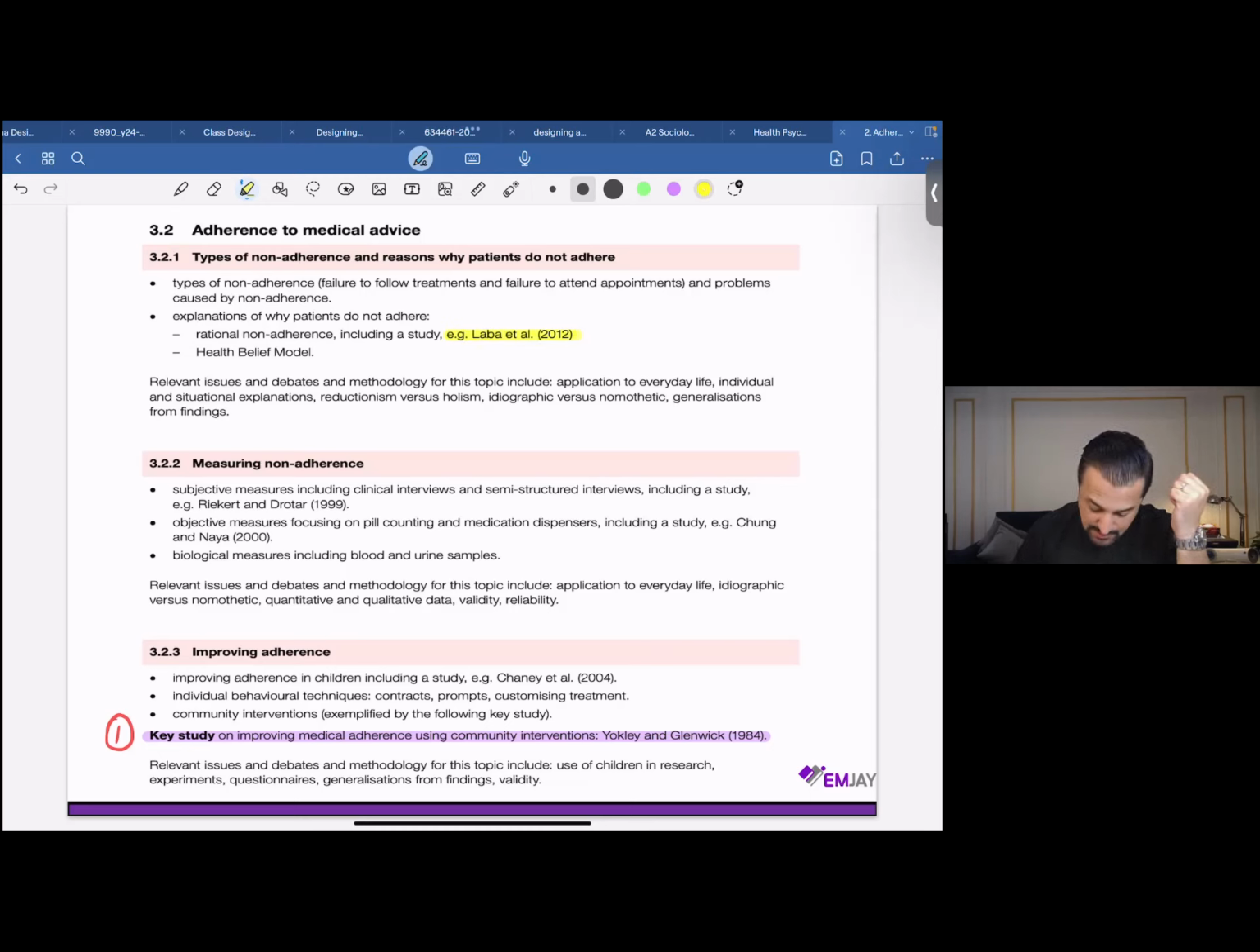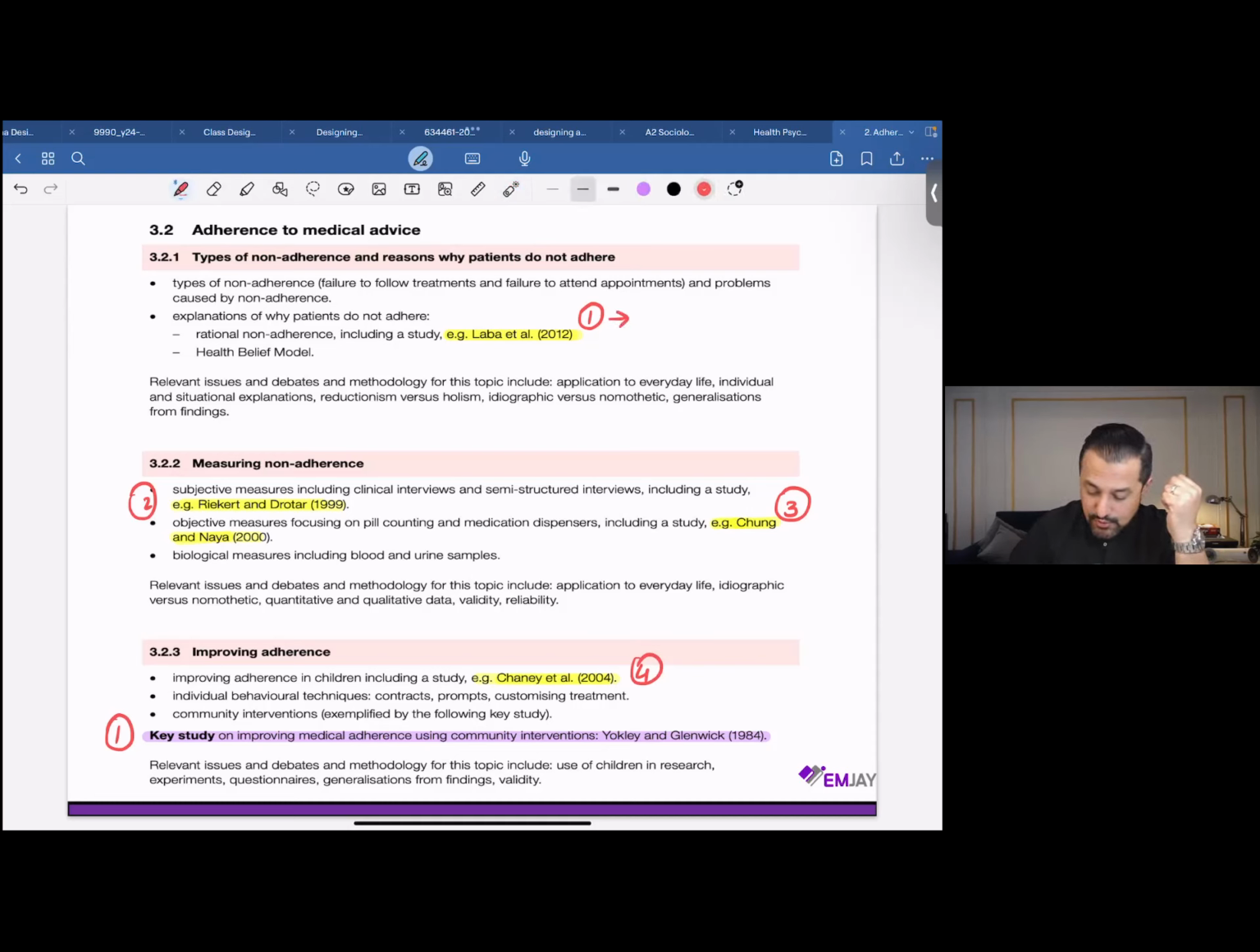We have another example study that was conducted by Reichert and Roter, the third one by Chung and Naya, and then another example study conducted by Cheney et al. Number one here, number two, Reichert and Roter, number three, Chung and Naya, number four, Cheney et al. Here you go.